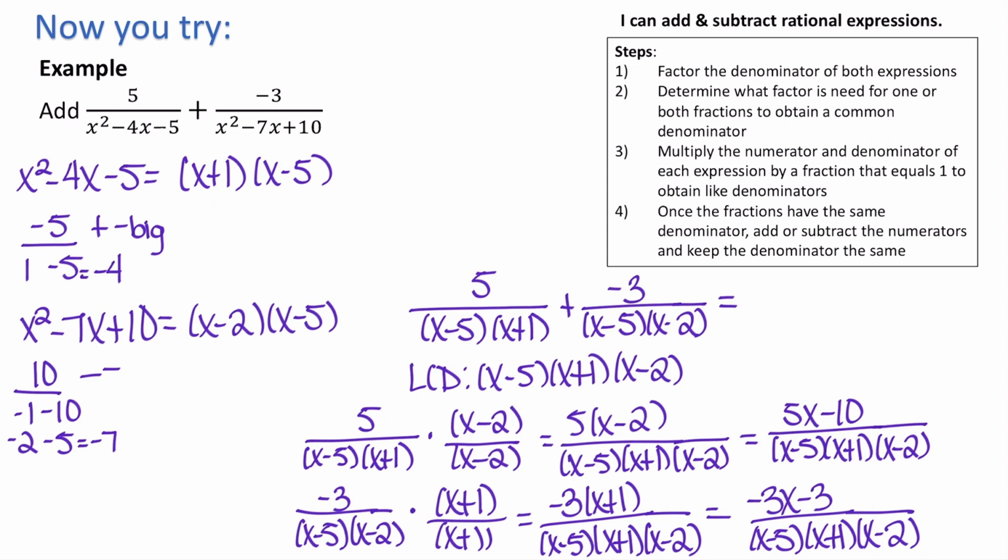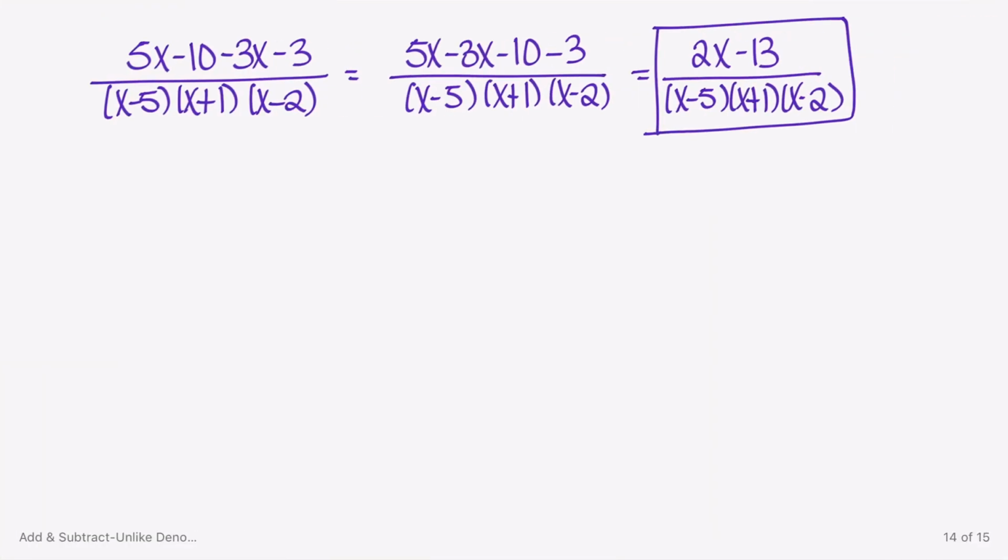And so when you do that, you will combine these like terms. You have 5x minus 10 minus 3x minus 3. The 5x minus 3x will combine, and that gives you 2x, and then the minus 10 minus 3 combines to give you negative 13. The numerator cannot be factored, so you're just going to leave this answer as it is.